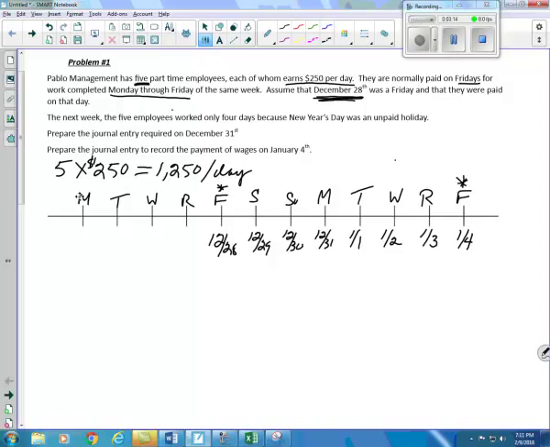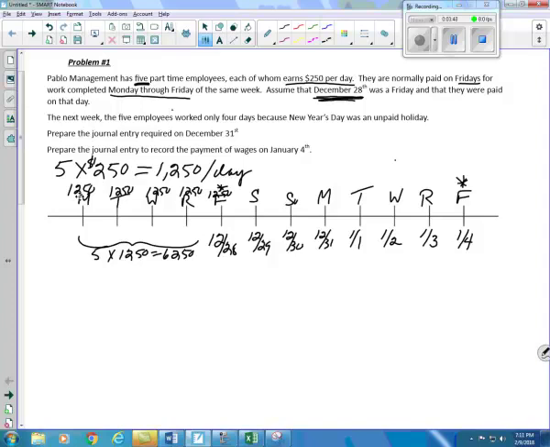What we know is our employees got paid $250 every day. Our 5 employees, not just one. So on December 28th, we paid them for all 5 of those days. So 5 days times $250 per day is $1,250 per employee, and for the 5 employees.